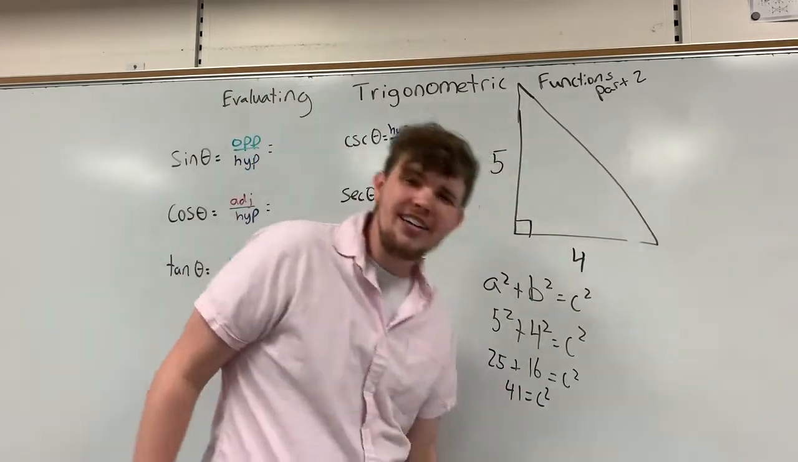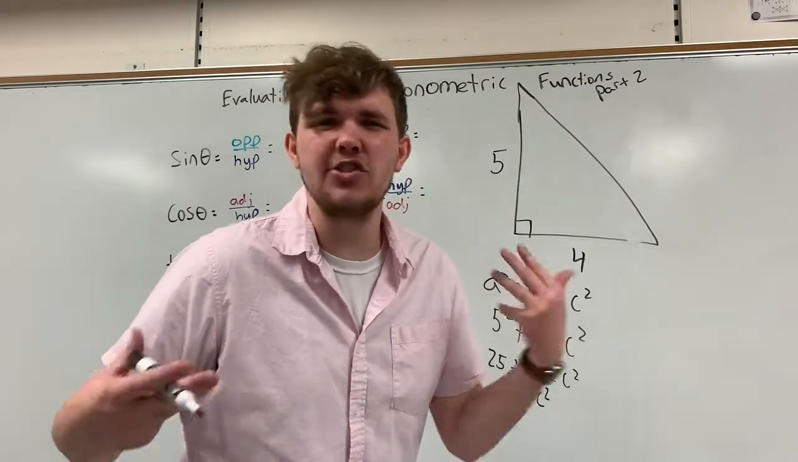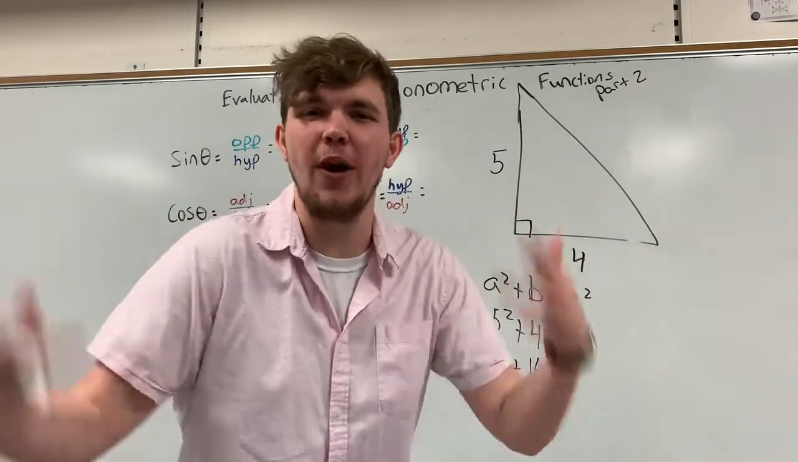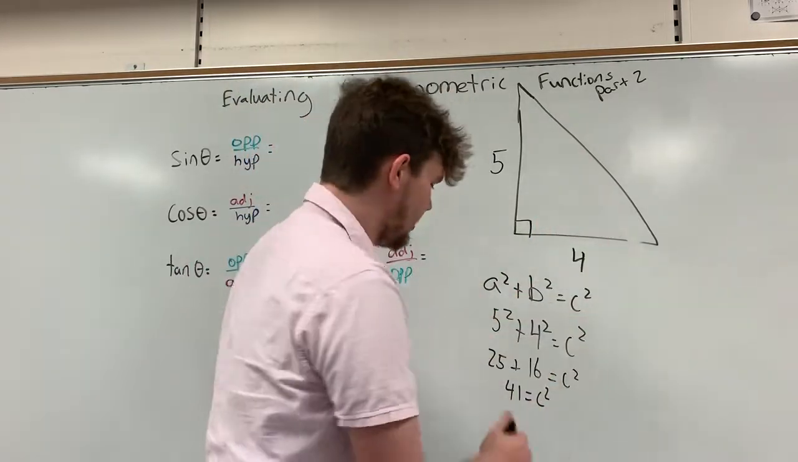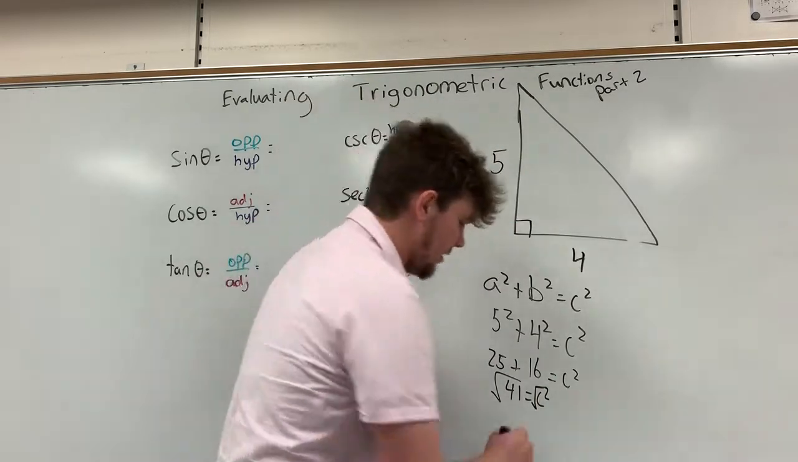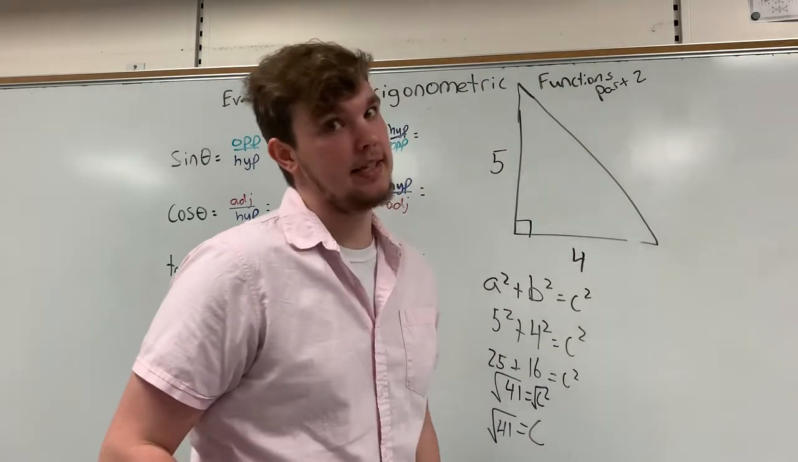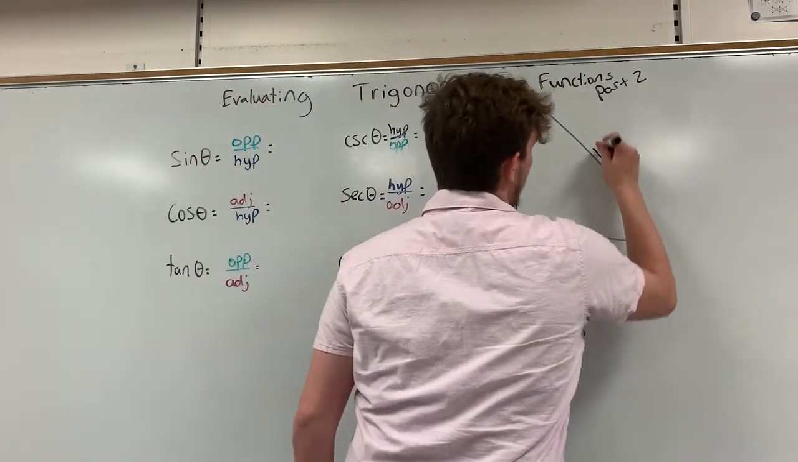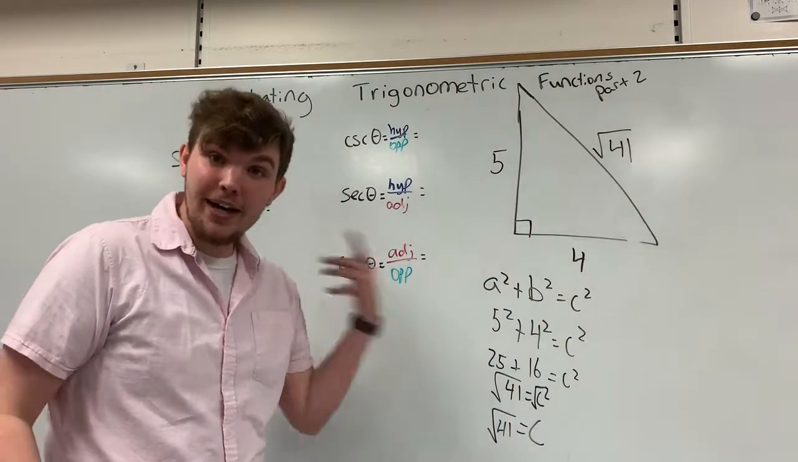c squared is 41. I need c to be by itself. I got to get rid of that squared, right? How do you undo the squared? Take the square root. Square root both sides. Boom. That means c equals the square root of 41. Hey, it's ugly, but it's still a number. So this is the square root of 41. Look at that. Now we're getting somewhere, right?